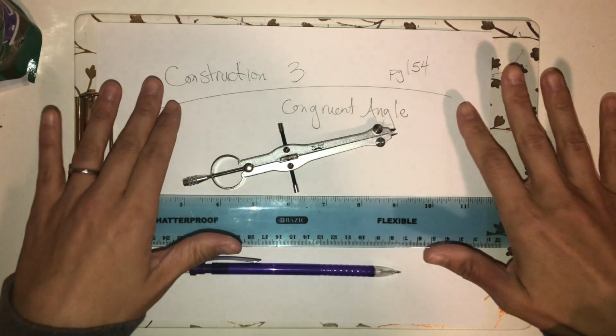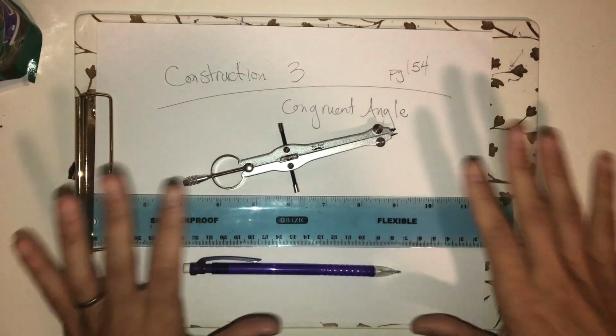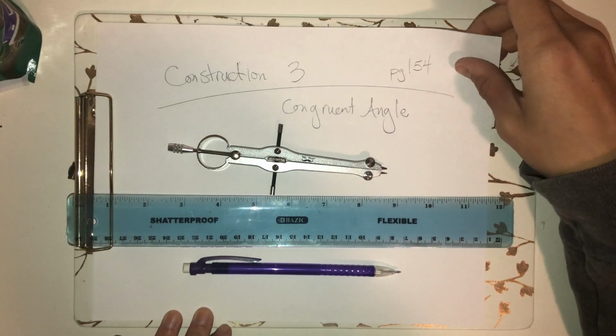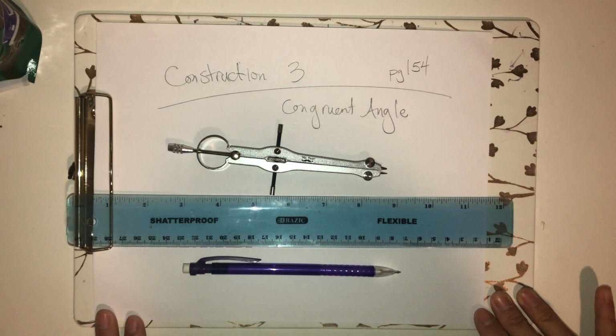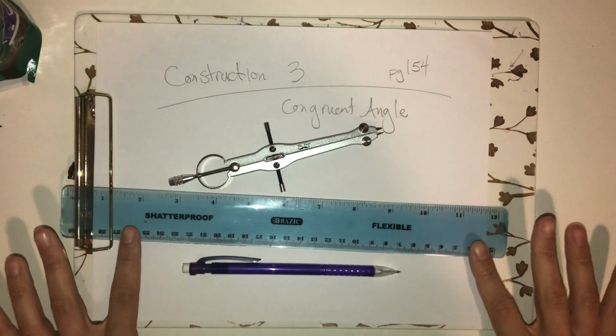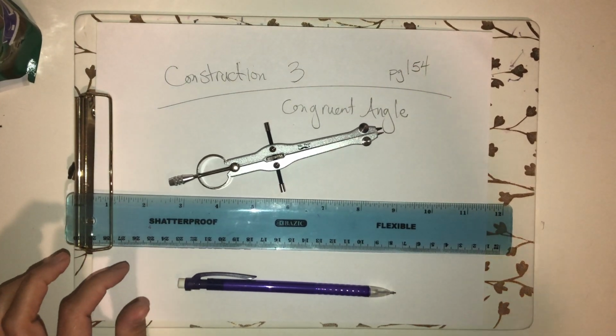As you can see, I've got my workspace set up pretty well with all of the tools that I need. Something to write on. I'm choosing some printer paper that I've put on my clipboard. I have a compass, a straight edge, and a pencil is my chosen writing utensil.